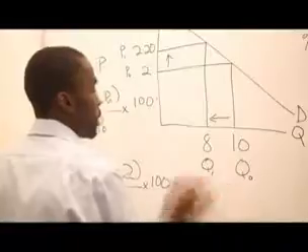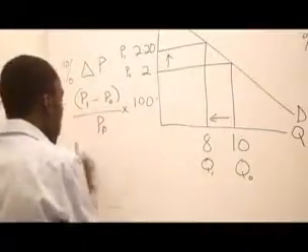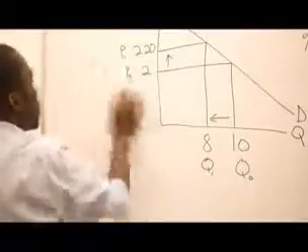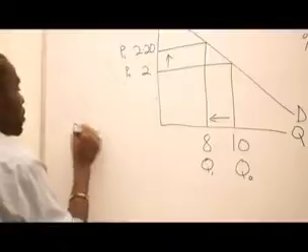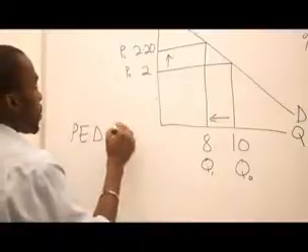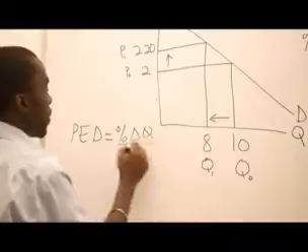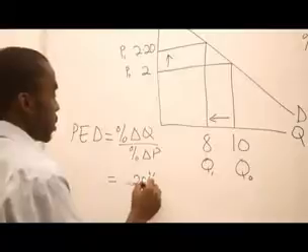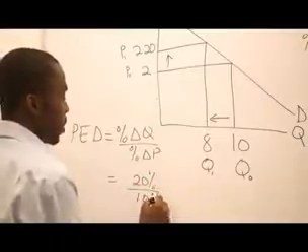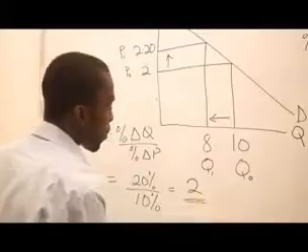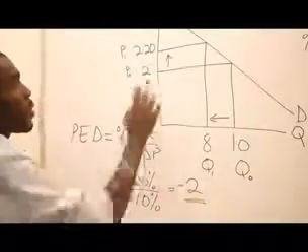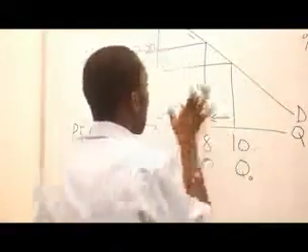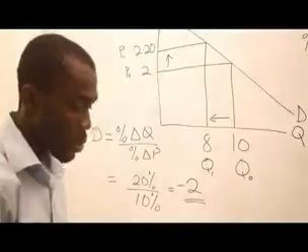So having gotten your percentage changes, we can then calculate our price elasticity of demand, which will be percentage change in quantity over percentage change in price, which will give us 20% divided by 10%, which will give us 2. We know this is negative because the change in the quantity side is negative, and then the change in the price side is positive.